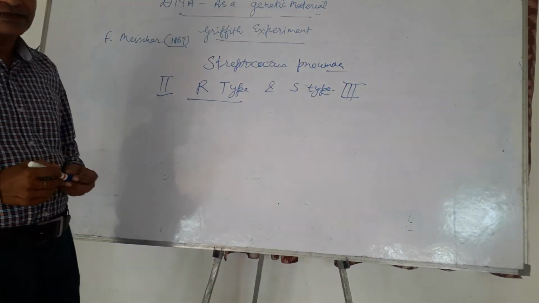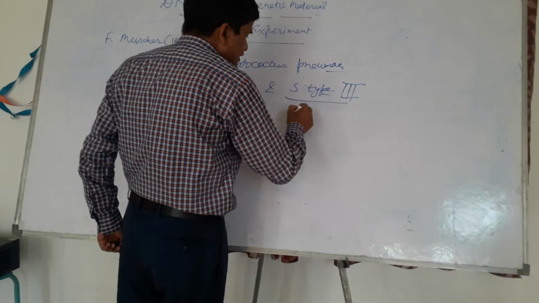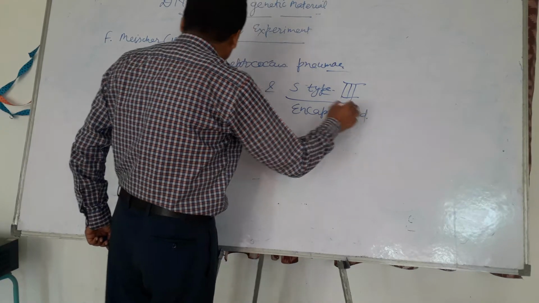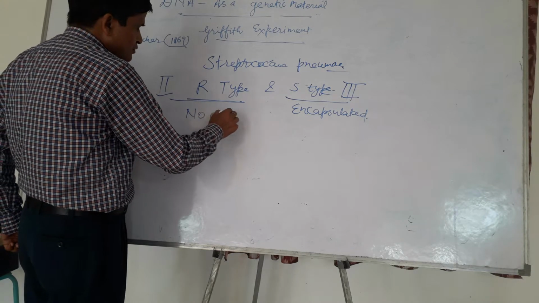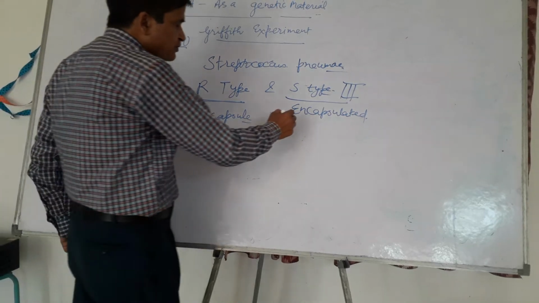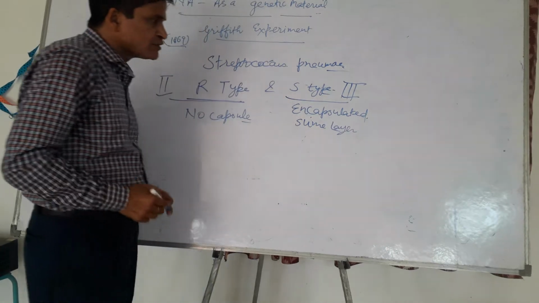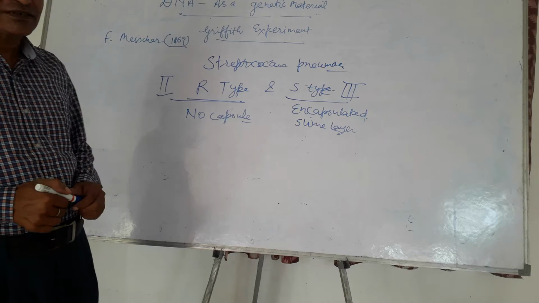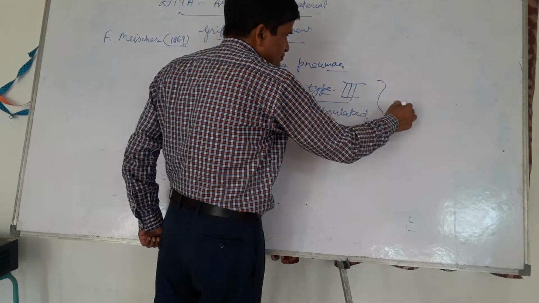Both have some differences, such as S type bacteria is encapsulated, whereas R type bacteria has no capsule. This capsule is made up of polysaccharides, so it forms a slime layer, and due to the presence of this layer, the bacteria escape the immune system, so it causes the serious disease pneumonia.